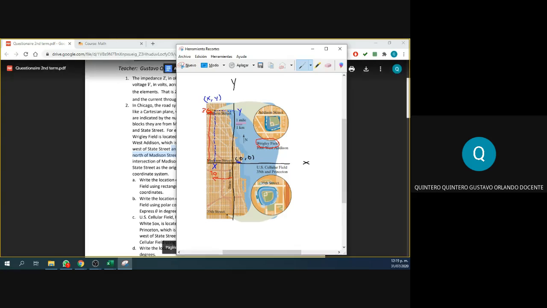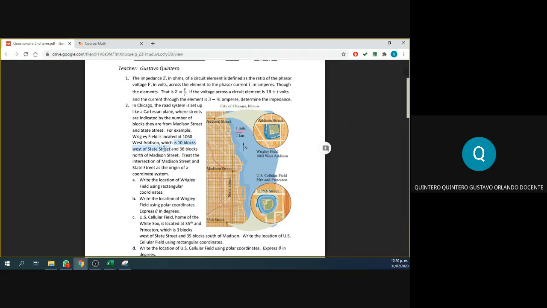All right, we have some answers now. Some people answered twice. That is okay. Let's write down the correct answer. Now, look at this. I left the number 10 because the question says we're moving 10 blocks west.